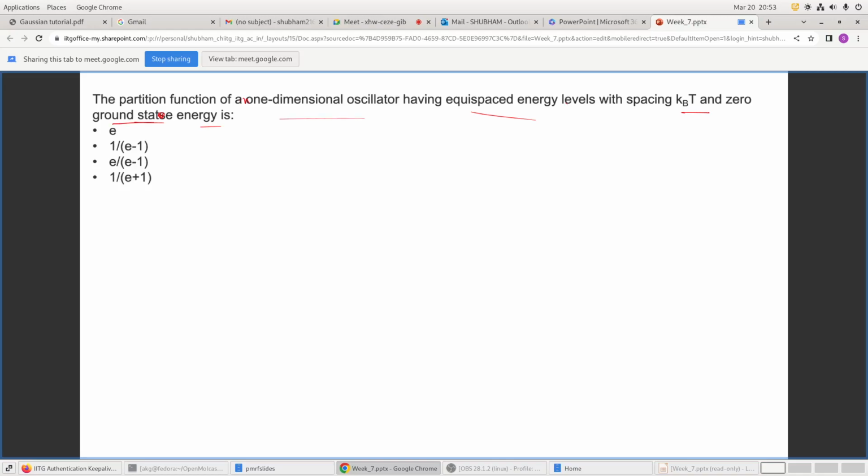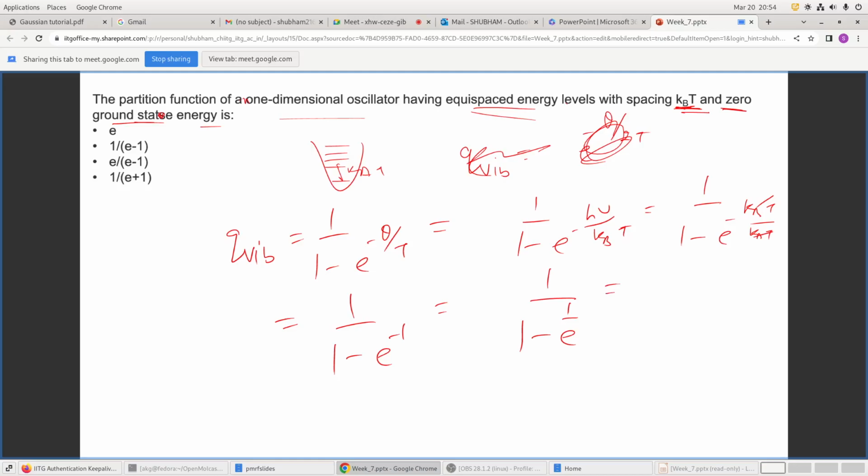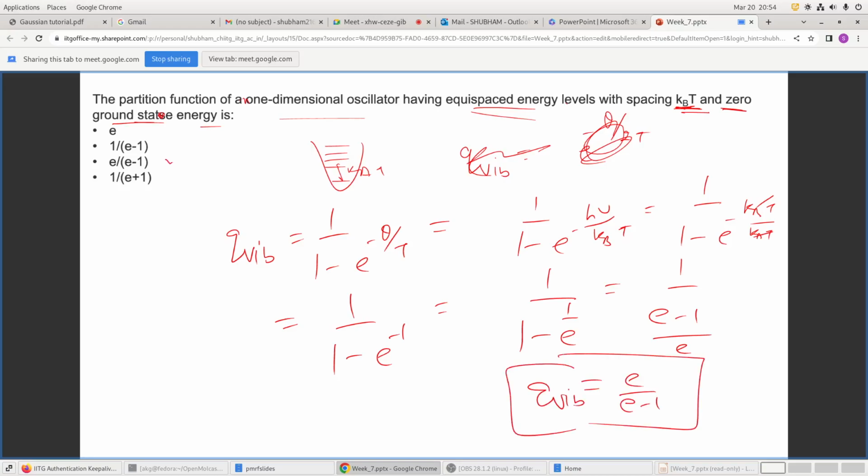So they have given that ground state energy is 0 and the levels are equispaced as kBT. So we know that q vibrational is equal to e to the power minus theta by 2T for zero point energy. This is for zero point energy. Q vibrational is equal to 1 over 1 minus e to the power minus theta by T, that is equal to 1 over 1 minus e to the power minus h nu by kBT. So it is given that h nu is kBT, so 1 over 1 minus e to the power minus 1. We can write it as 1 over 1 minus 1 upon e, taking the LCM, this will be 1 over (e minus 1) by e, and this is e upon e minus 1. Q vibrational is e upon e minus 1. So this is the answer.